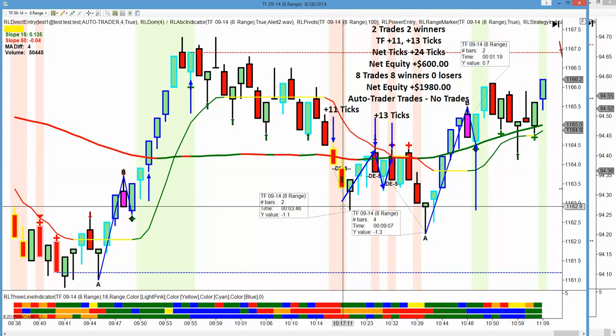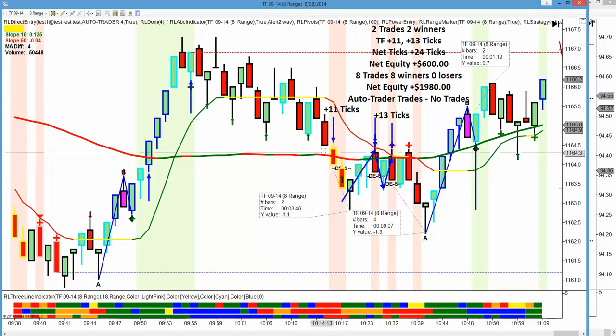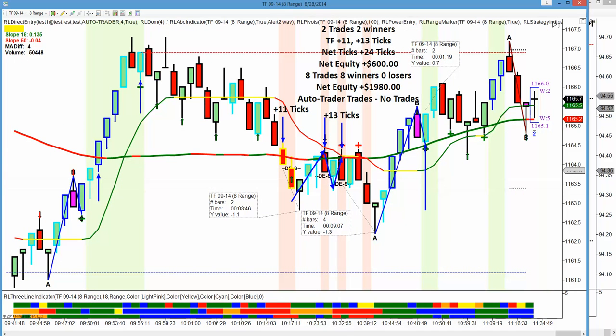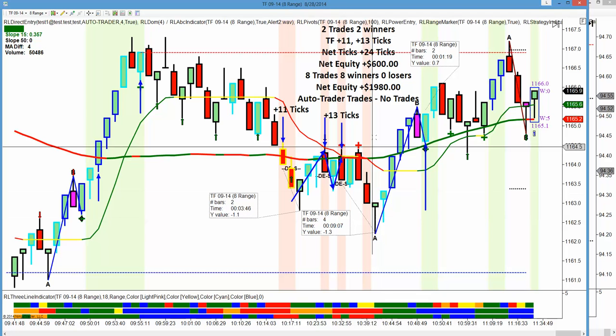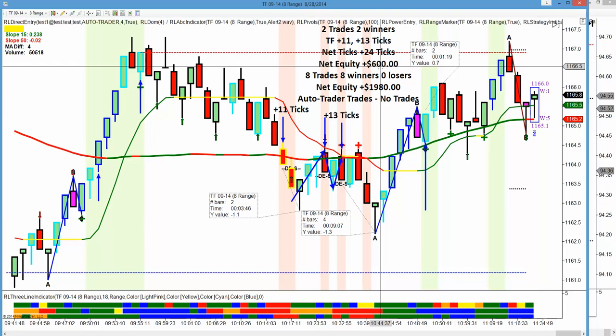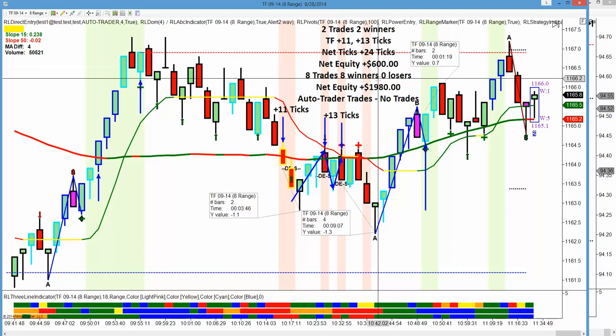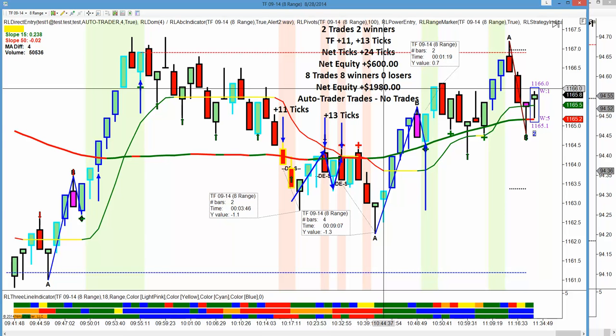Break of the 50 to the downside, 15 and 50 are down, order flow, stochastic, and momentum. Here we had a break of the 50, retracement right back into the 50, move to the downside. If we would have taken the first entry and just hung there, it would have gone 7 against us and then gone 13 ticks. So either way, we would have had 2 targets, 2 winners, and been out of the day plus 600 on net equity, $1,980 for the week.